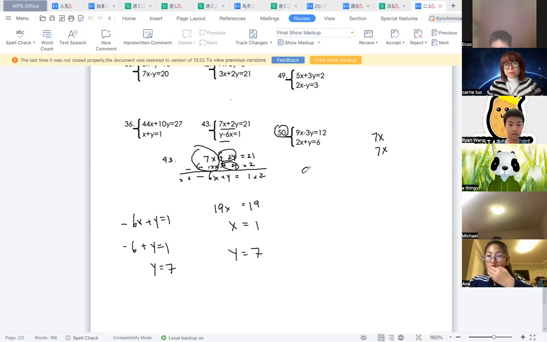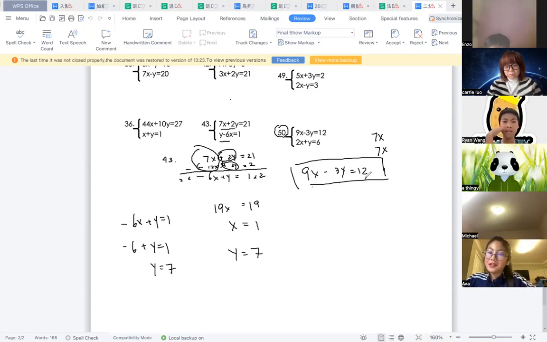So let's take a look at this one. 9x minus 3y equals 12. I want everybody to study this one first. Ava, 9, 3, 12. Do they have anything in common? They're all multiples of 3. So what can we do? They can all be divided by 3. Thank you. So 3x minus y equals 4.